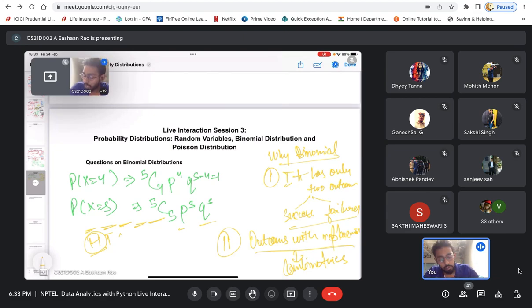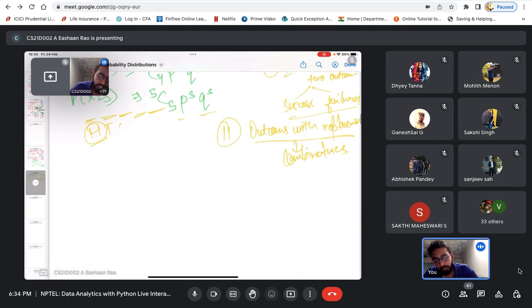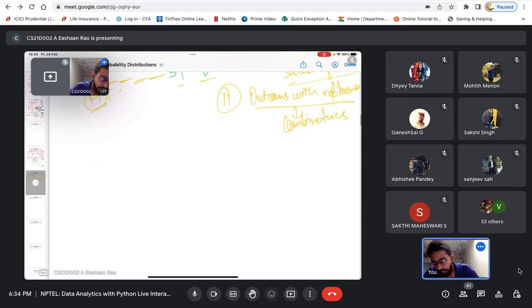Okay, now let's take another example apart from heads and tails. So let's assume that I am playing basketball. Now, with the basketball, I'm telling that the probability, I'm playing a basketball game.